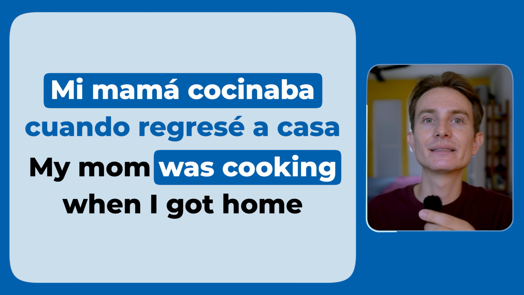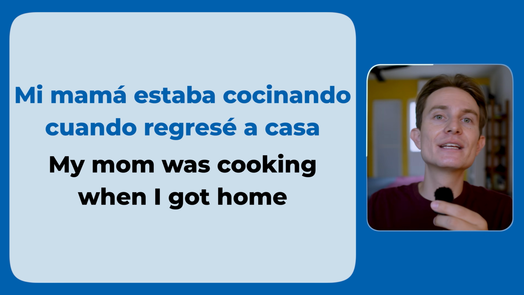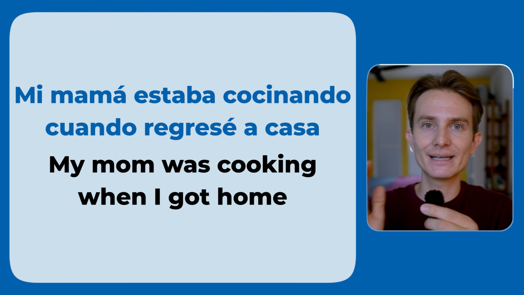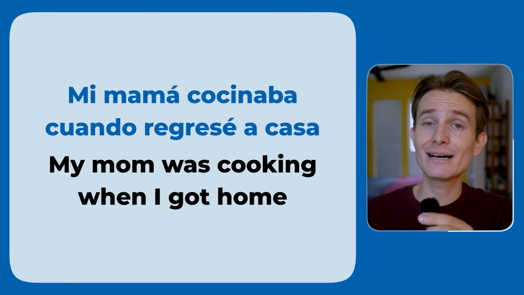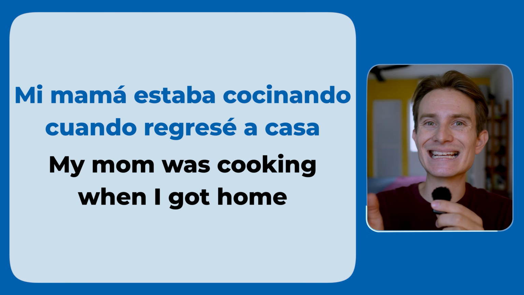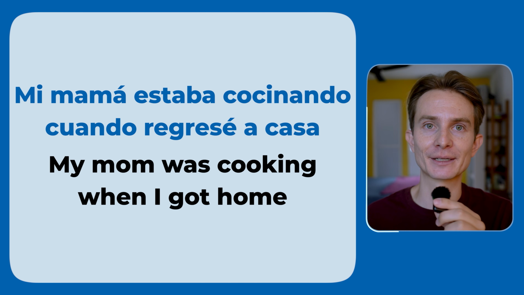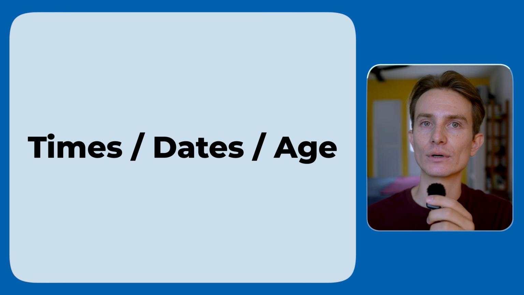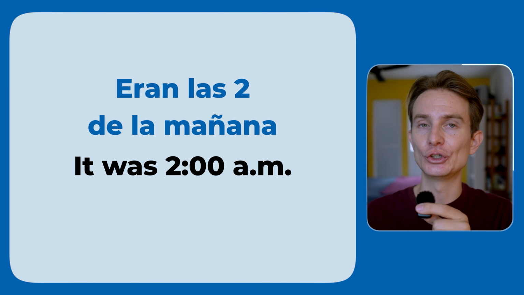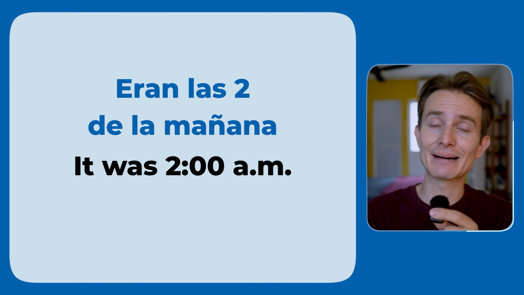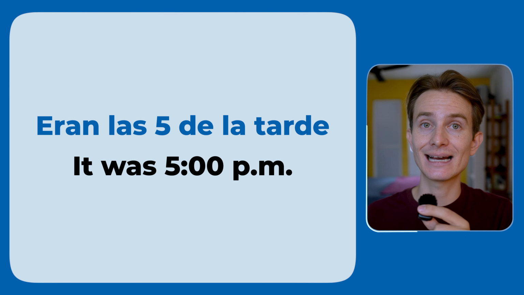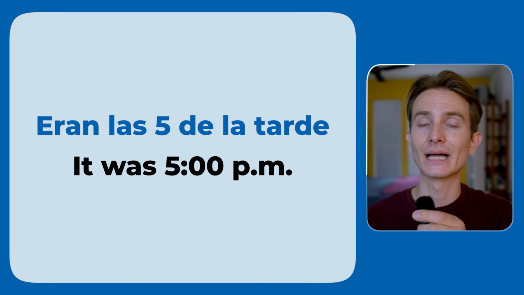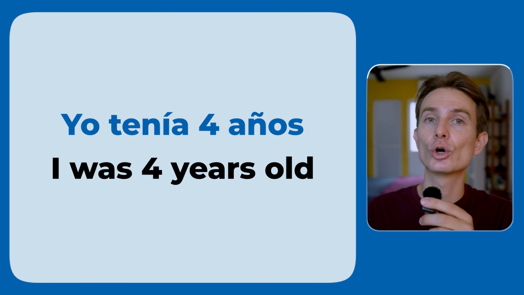However, when we say something like estaba cocinando, there is no room for guessing. It is what it is. Was cooking is the only translation that we can use there. So cocinaba would be slightly less specific, whereas estaba cocinando would be more specific. We'll also use the imperfect when talking about times, dates, and age. For example, eran las 2 de la mañana. Or eran las 5 de la tarde. And for age, we could say something like yo tenía 4 años.